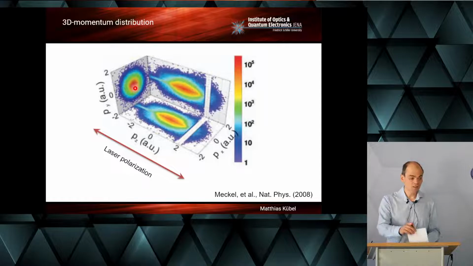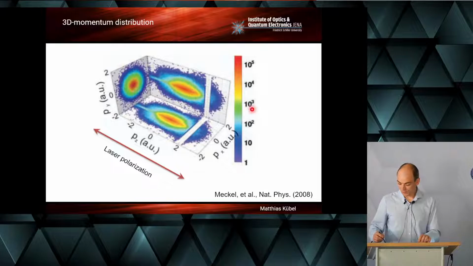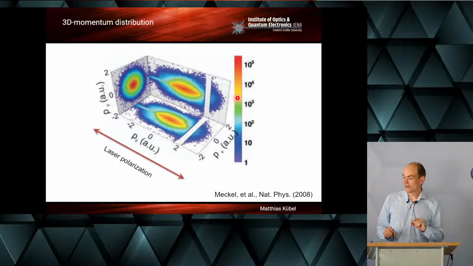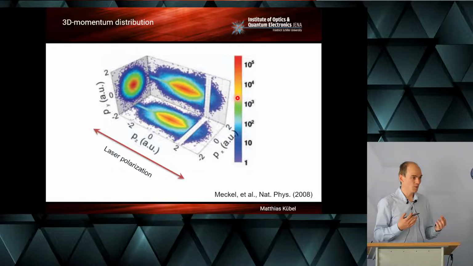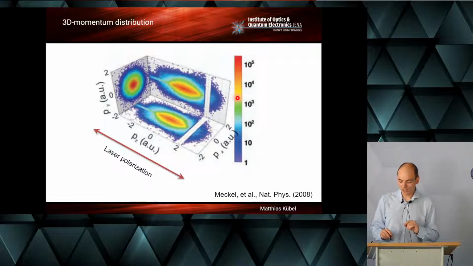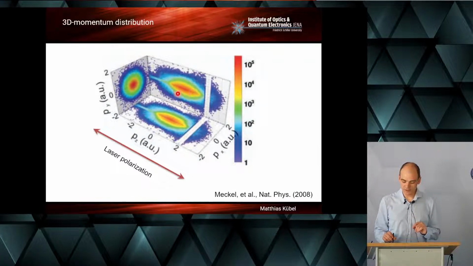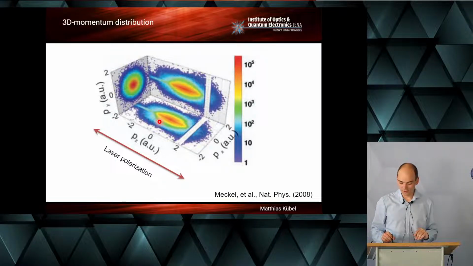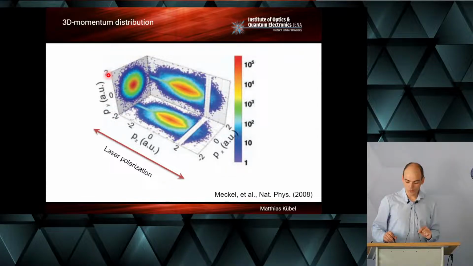Is it clear to everyone what's shown here in these plots? This is a logarithmic scale. The color indicates the number of electrons per little momentum bin. Actually, this would be a 3-dimensional function, the number of electrons per momentum bin in 3 dimensions. Because that's hard to look at, they are displaying here the projections onto all 3 planes: the ZX plane, the ZY plane, and the XY plane. And now we're concentrating on this plane here.